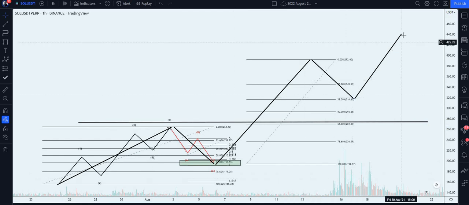And then what do we do on the 5th wave? We do not measure that for an entry, okay? Because then this major wave here is going to have a large ABC correction down and it'll throw you off and you'll get stopped out or lose money.